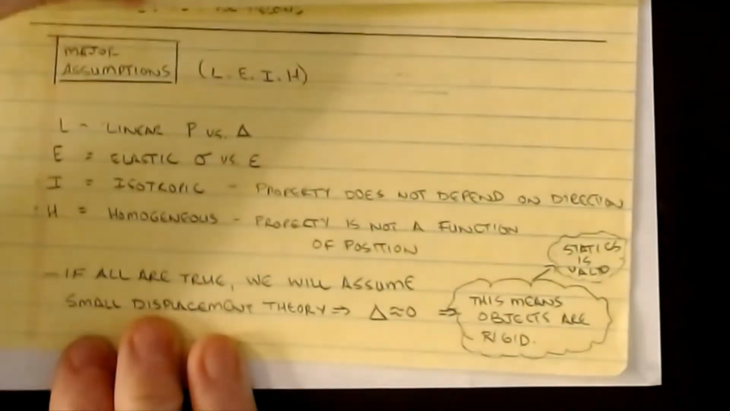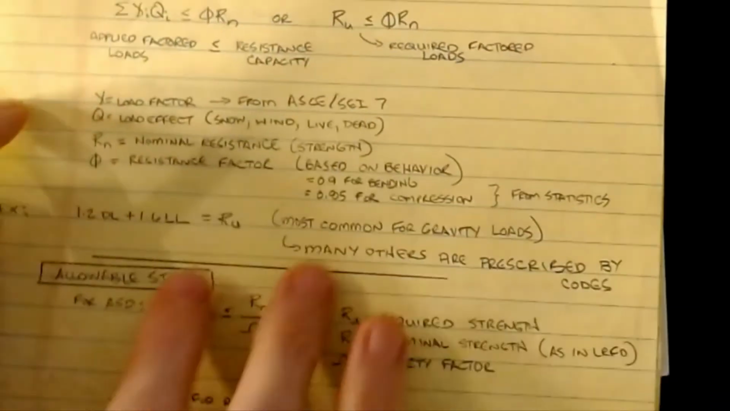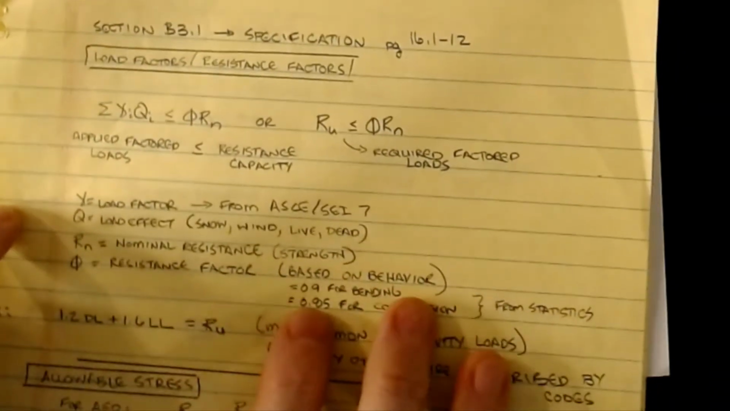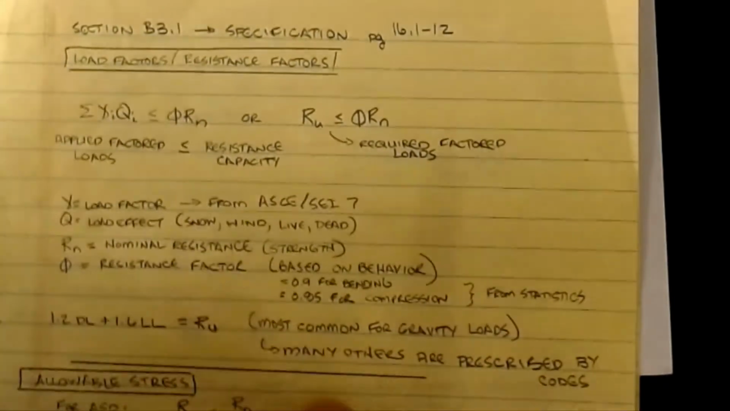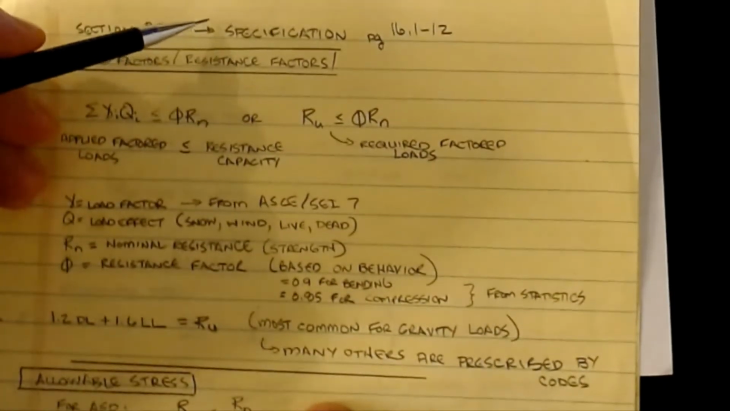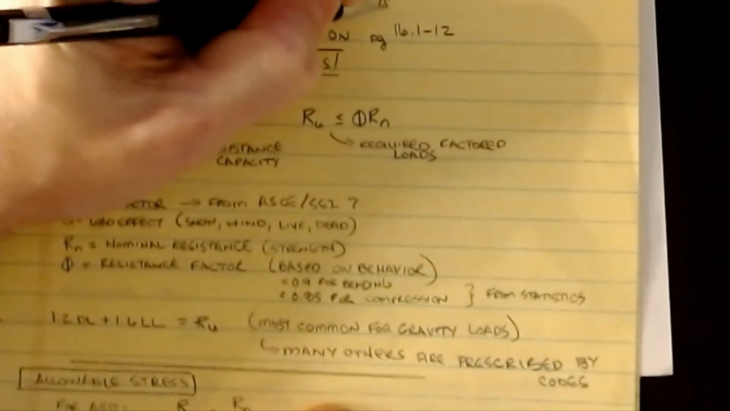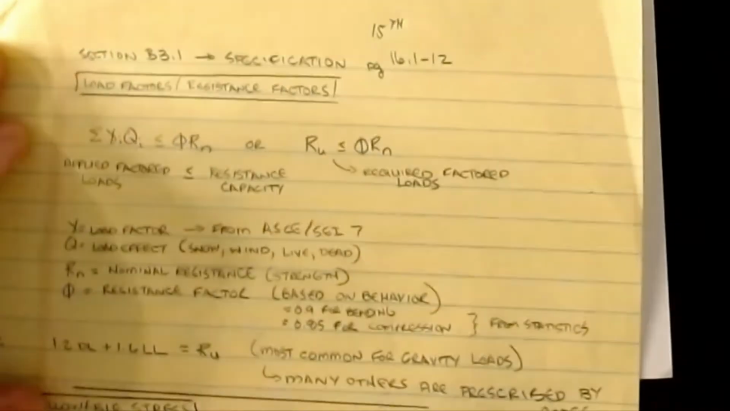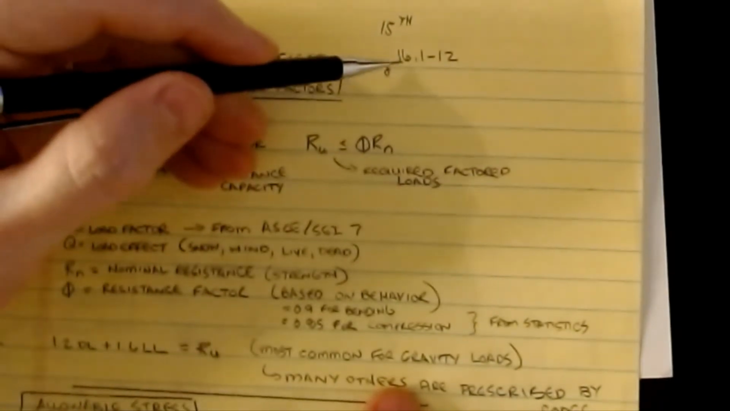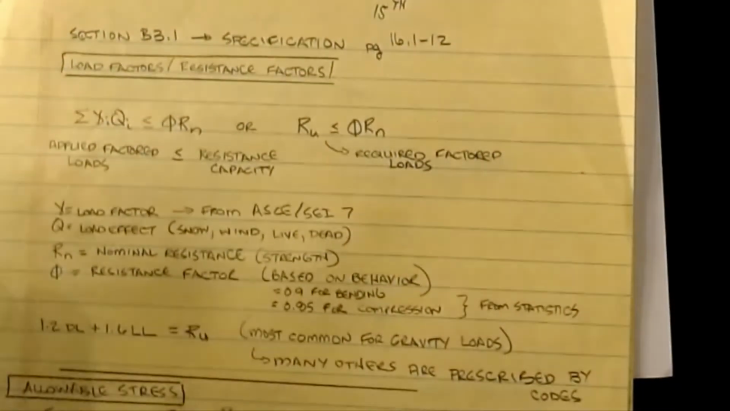Once all this is true, now we can start to talk about the load and resistance factor design methodology, and the methodologies that are outlined in the book. We're looking at section B3.1 of the specification. In the 15th edition, it's on page 16.1-12. So if I pull the book up here, we'll come back and forth, but I just want to show you.